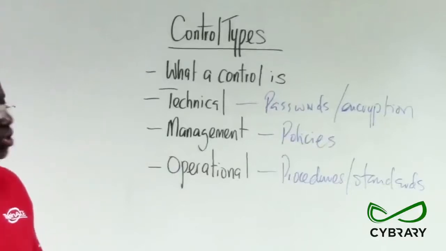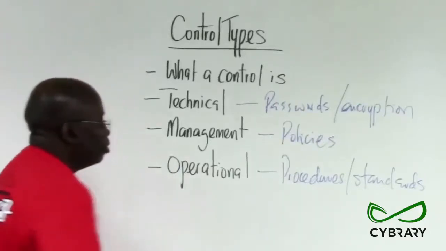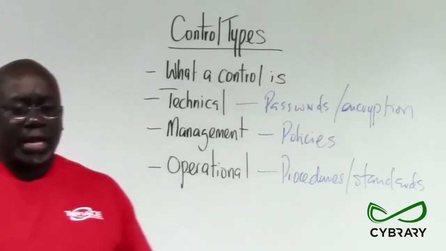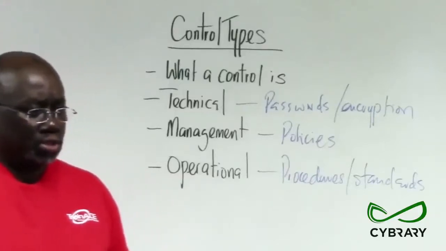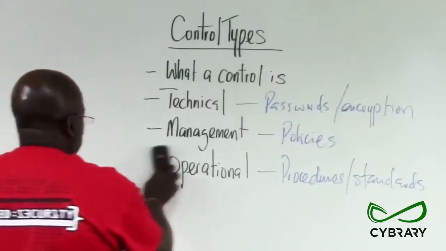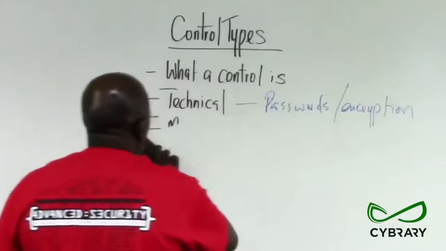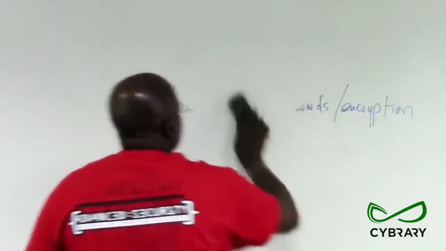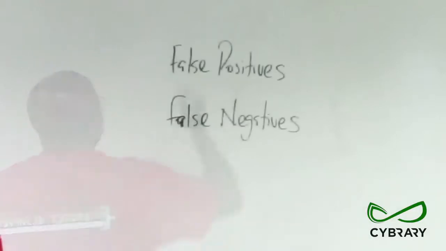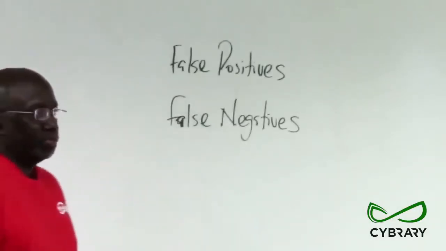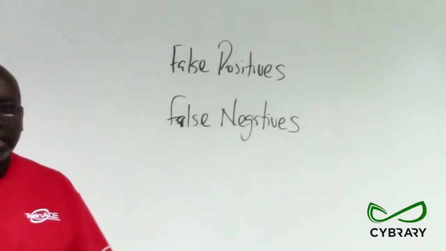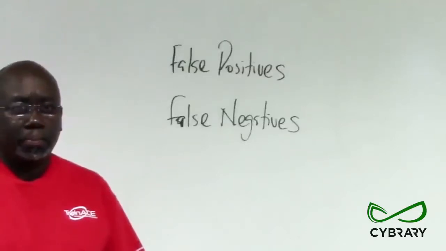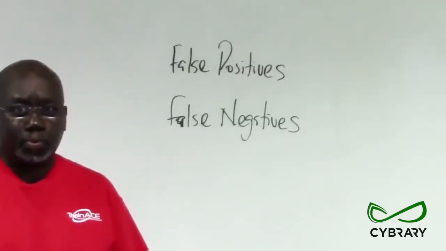When you put controls in place, it is possible that your controls are too lax or too tight, and this gives room to what we call false positives or false negatives. So now we will be discussing false positives and false negatives. What do we mean by false positive? Your security controls are saying there is a problem, but in reality there is no problem.